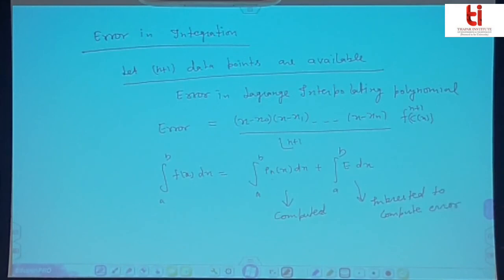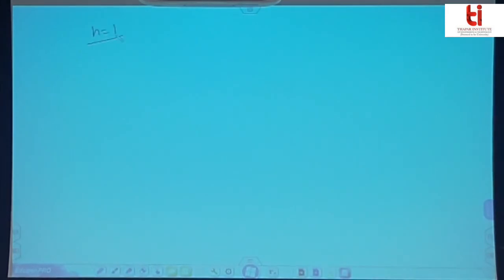Let us take the case when n equal to 1. For n equal to 1, we got a first degree polynomial, and integration of that degree 1 polynomial gives us the trapezoidal rule. So how much error are we getting? We are computing from a to b. For n equal to 1 we get x minus x0, x minus x1, because we have only two data points, x0 and x1, over factorial n plus 1, that is factorial 2, f double dash, the second derivative, dx, from a to b.